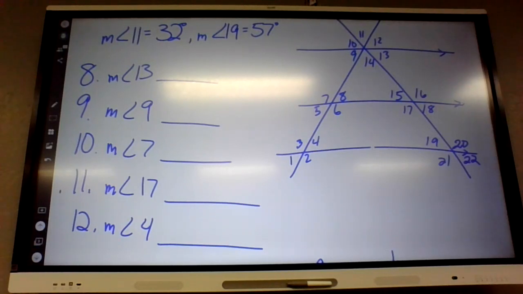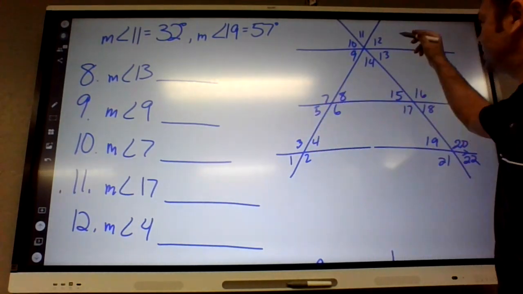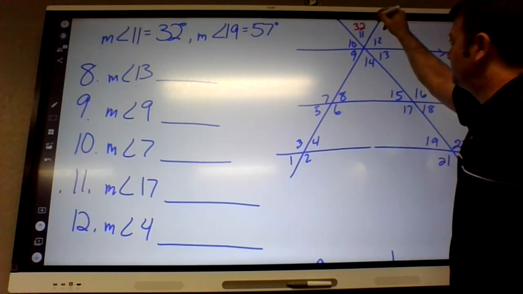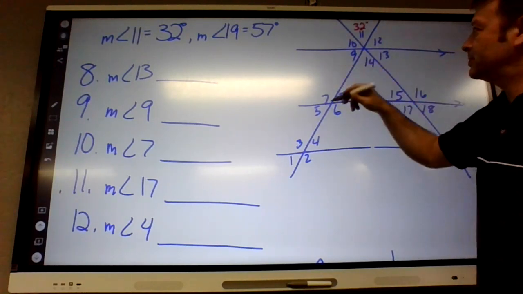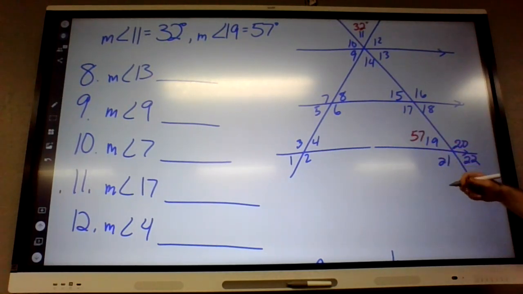All right, so let's throw in there what we know already. Angle 11 is 32. Angle 19 is 57. So here's the thing that kind of confused the other class.